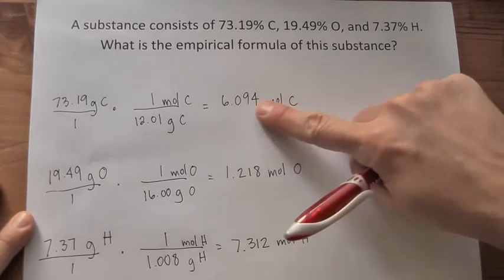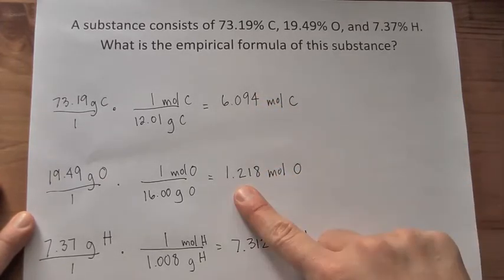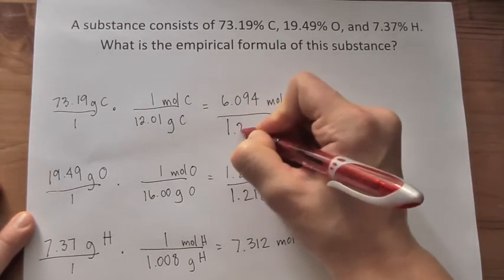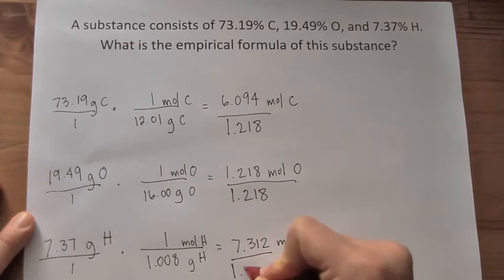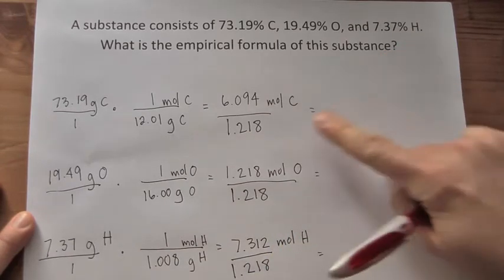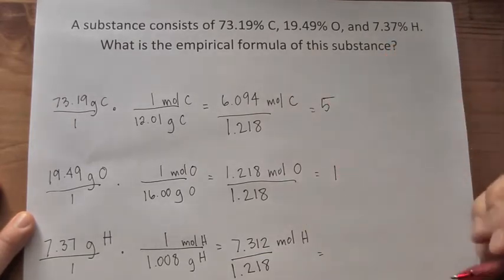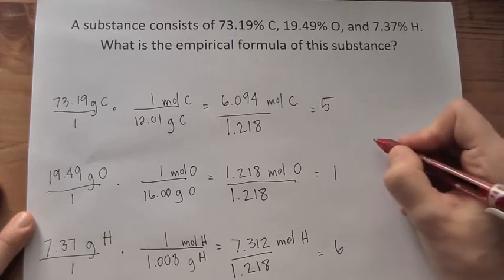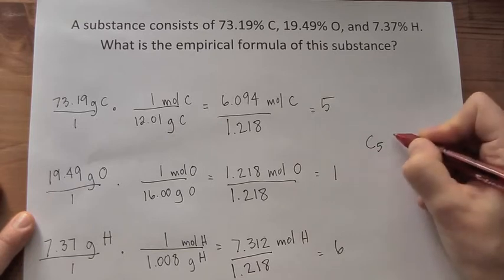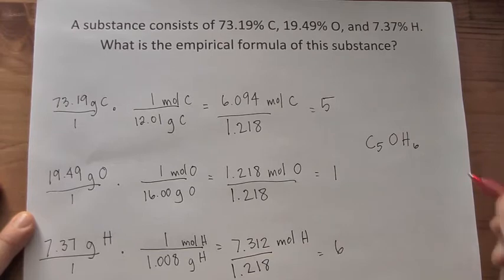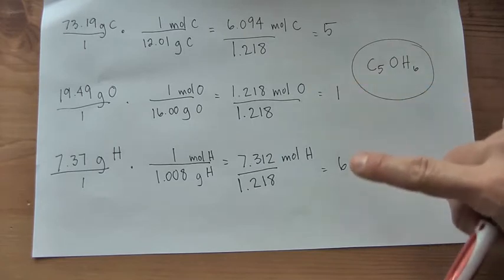My next step is to find the smallest amount of moles. That's my smallest amount. I divide everything by that amount, so I can find my ratio for my empirical formula. What do I get here? I get roughly 5. Here I get a value of 1, and here I get a value of 6. My empirical formula should be 5 carbon, 1 oxygen, and 6 hydrogen. That's my final answer. Notice that these are nice whole numbers.